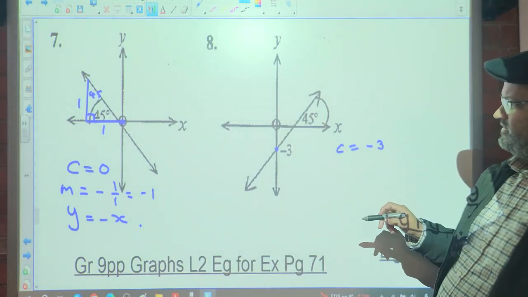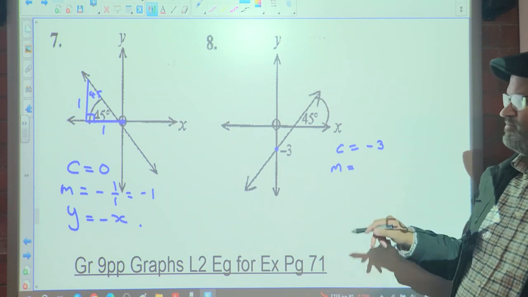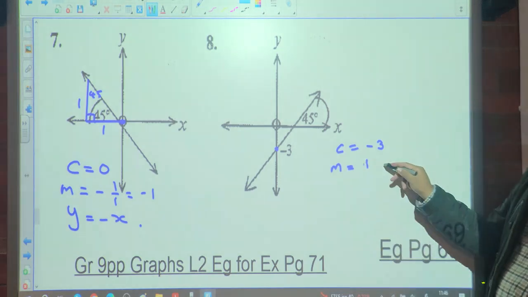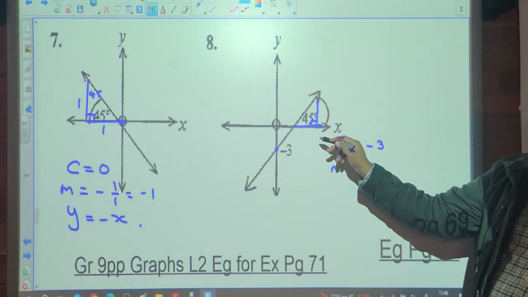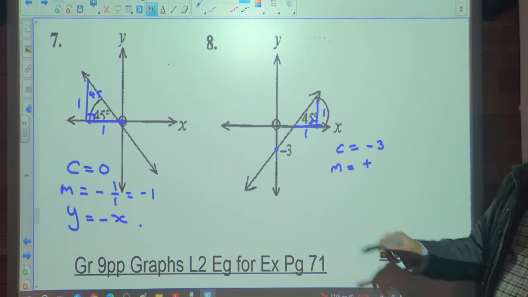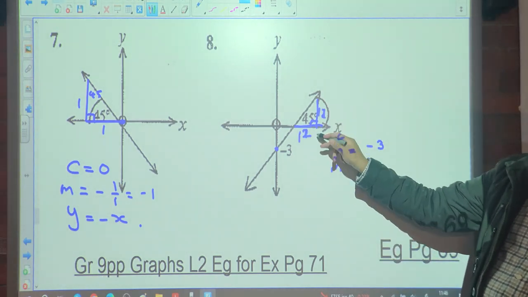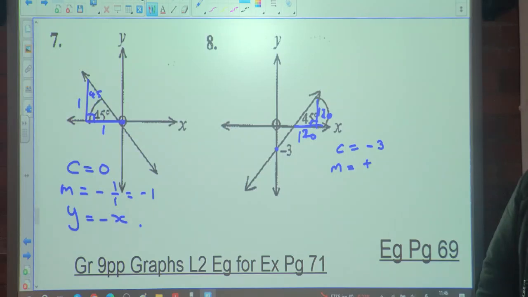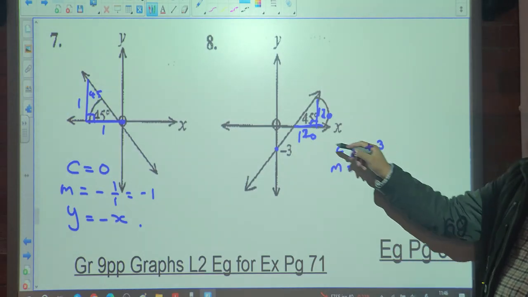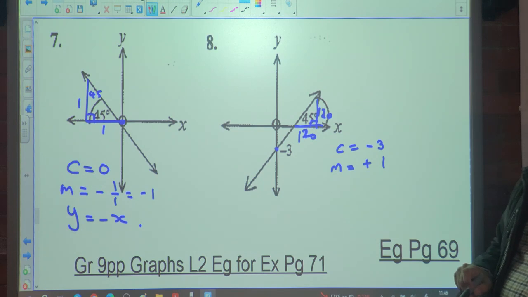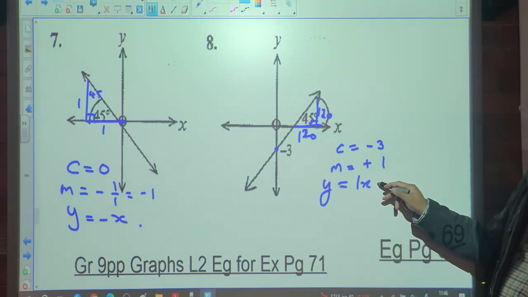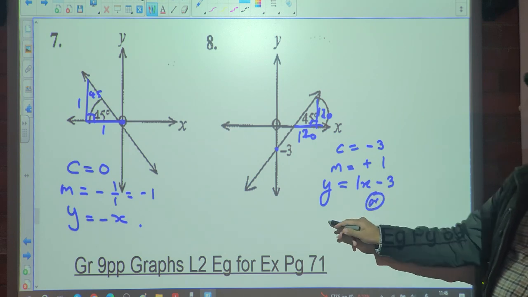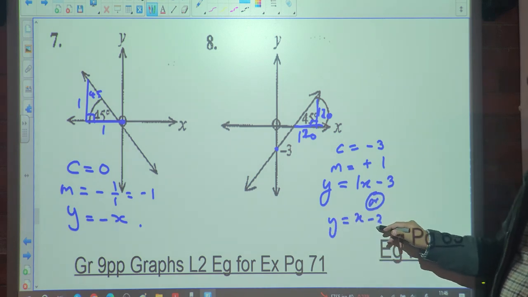Negative 3. Is the gradient positive or negative? Positive. There is again that 45 degrees. So what type of triangle is being formed here? An isosceles right-angle triangle, so it's 1 and 1. If this is a 2, it will be 2 and 2. 12 over 12, 120 over 120 is 1. It will always be 1 for an inclination angle of 45 degrees. So what's my equation? y is equal to 1x minus 3, or y is equal to x minus 3.